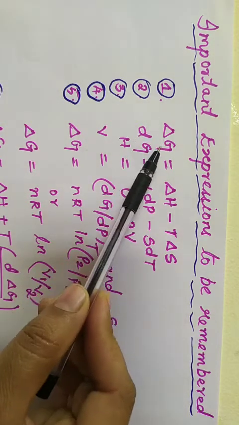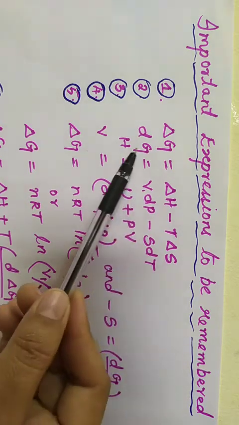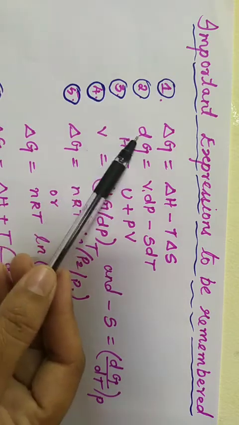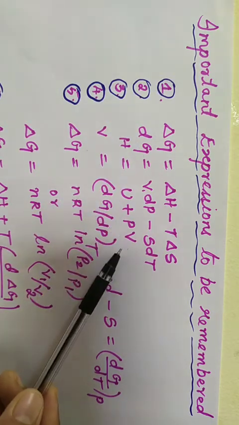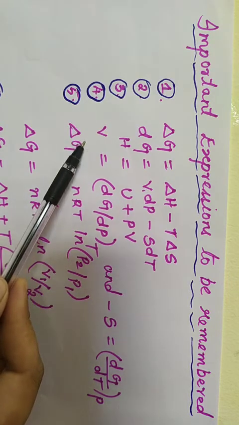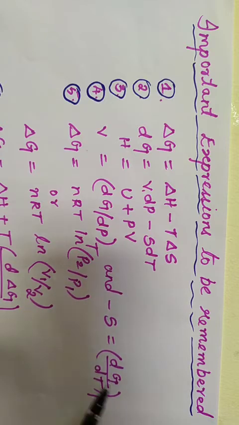The first form is delta G is equal to delta H minus T delta S. Second, dG is equal to VdP minus SdT. Then H is enthalpy, H is equal to U plus PV, where U is internal energy. And the fourth one is V is equal to dG by dP at constant temperature, and minus S is equal to dG by dT at constant pressure.